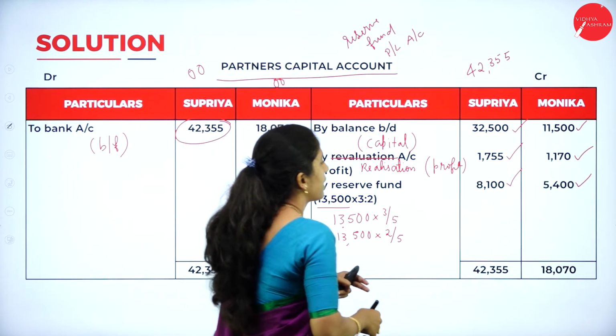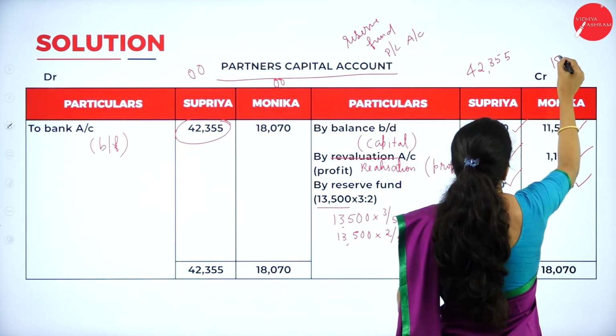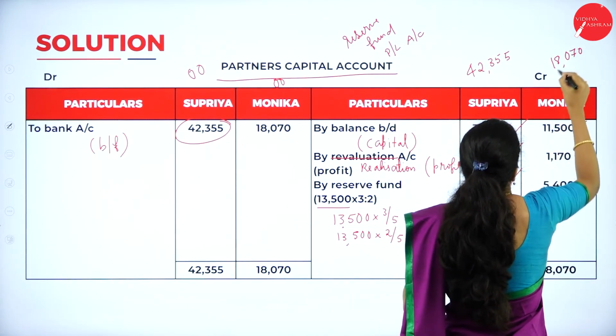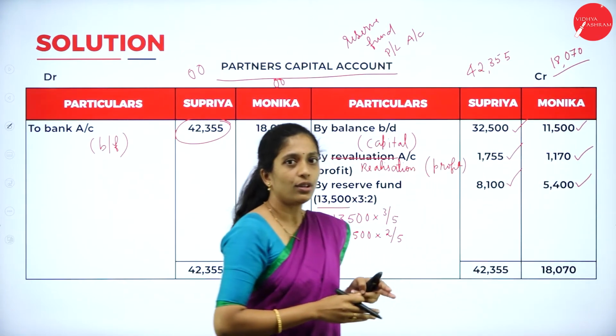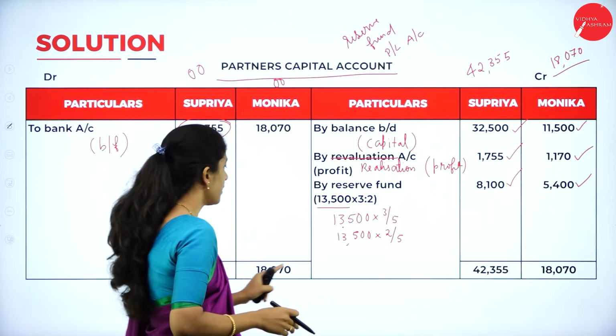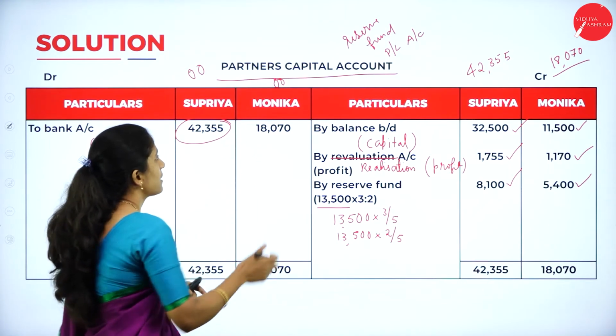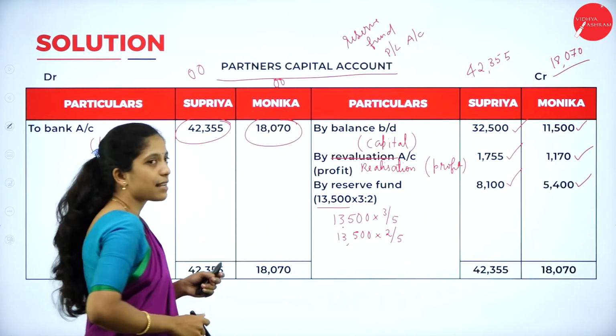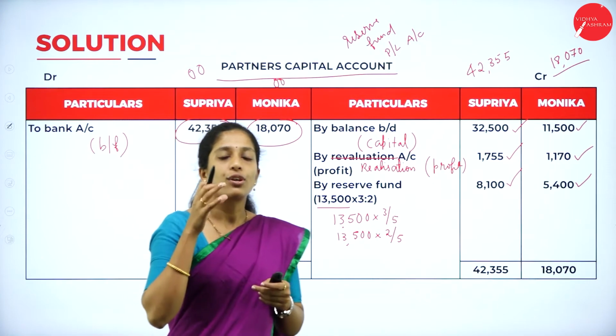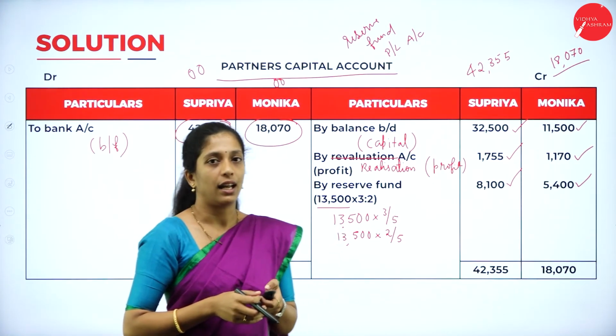Whereas coming to the credit side we are having 18,070. Now what you are going to do? Credit side is more. Write 18,070 both the side minus 0. You will get 18,070 as a balancing figure. So you have to transfer to bank account.